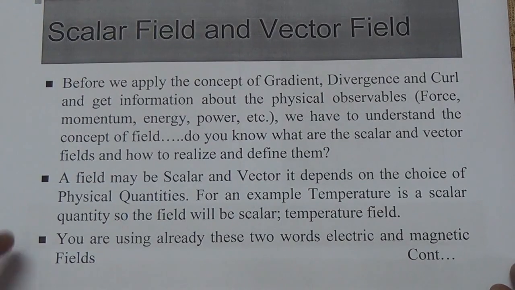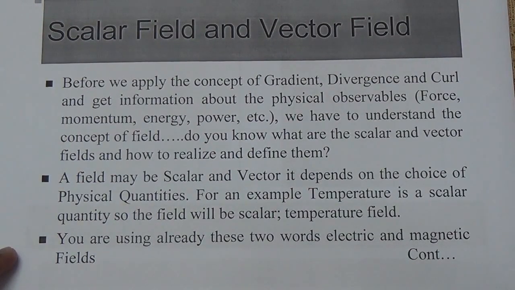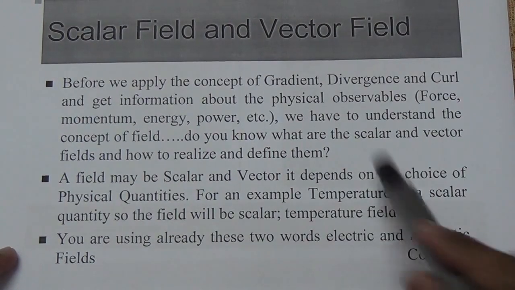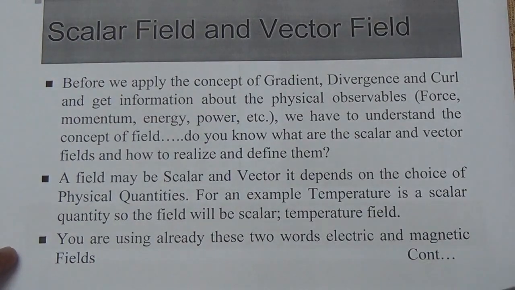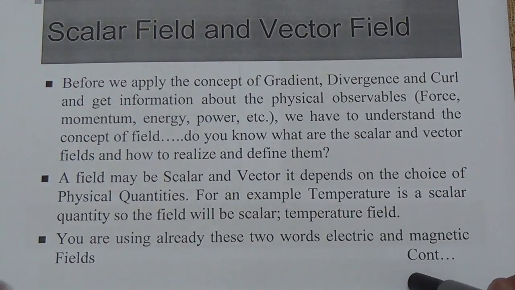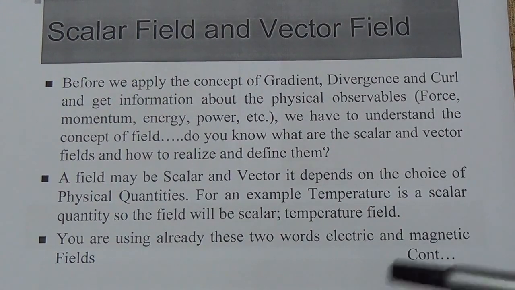But before that we have to know about the nature of the field. Fields are of two types. One is a scalar field and the second is a vector field. So how to decide the field nature? This field will be scalar or that field will be vector. This is basically decided on the basis of the physical quantity. If the physical quantity is scalar, then we say the field will be scalar. If the physical quantity is vector, we say that field will be vector.